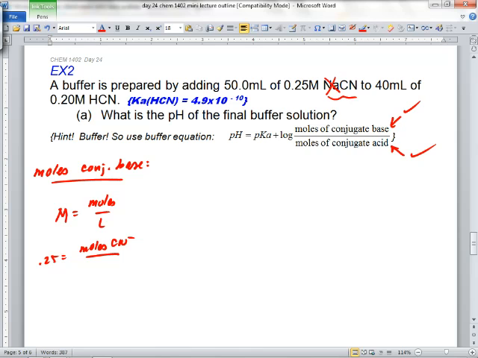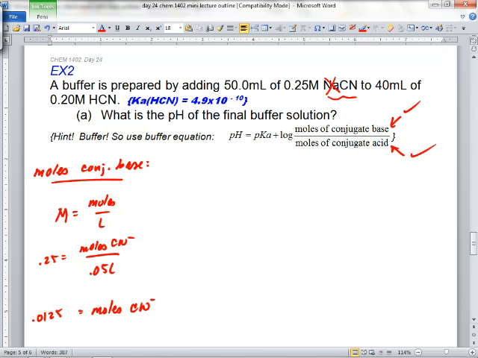Well, I'm not even there yet. I'm getting the moles first. I guess I could have done that, but then the liters is 50 mils, 0.05 liters. 0.0125.